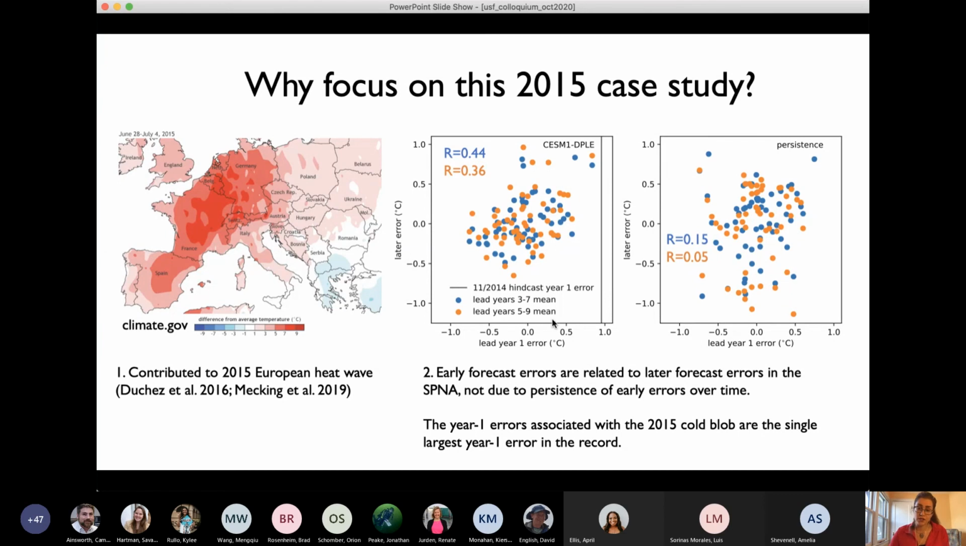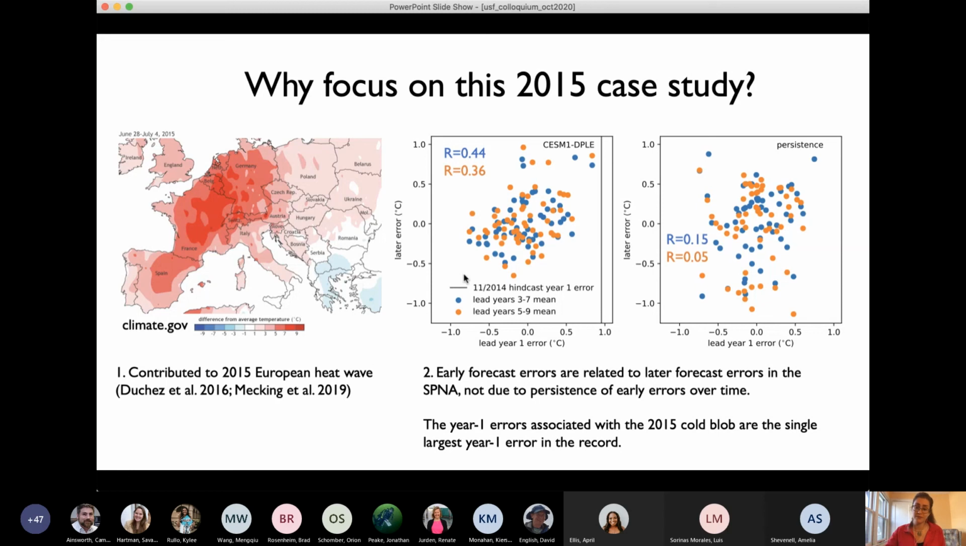There's a weak correlation. R is 0.44 or 0.36, so roughly describing 18 to 20% of the variance. So it's not the only thing going on, but if you compare it to if you just had the persistence forecast, so using what happened yesterday as today's forecast, something like that, you see there's no correlation. If you had an error yesterday, that doesn't affect the error 3 years from now. But in the subpolar North Atlantic, if you have errors in the early part of your forecast, it does affect later errors.